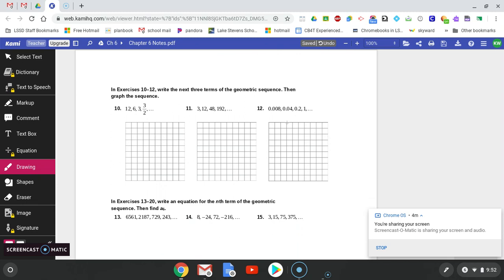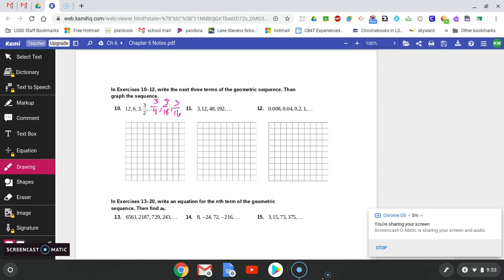Okay, the next section says to write the next three terms of the geometric sequence and then to graph the sequence. So let's start by finding the next three numbers. To go from 12 to 6 to 3, I'm dividing by 2 or multiplying by half each time. So my next one would be 3/4, and then it would be 3/8, and then it would be 3/16.